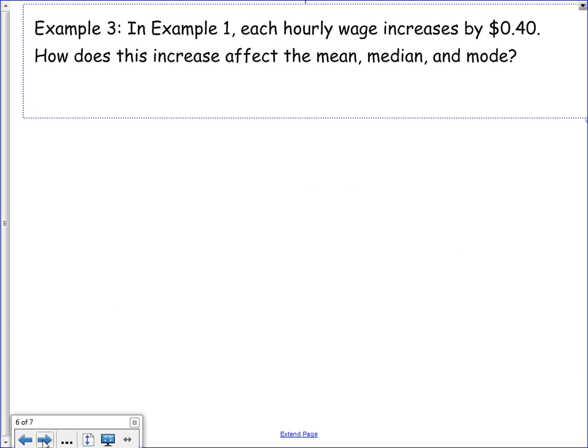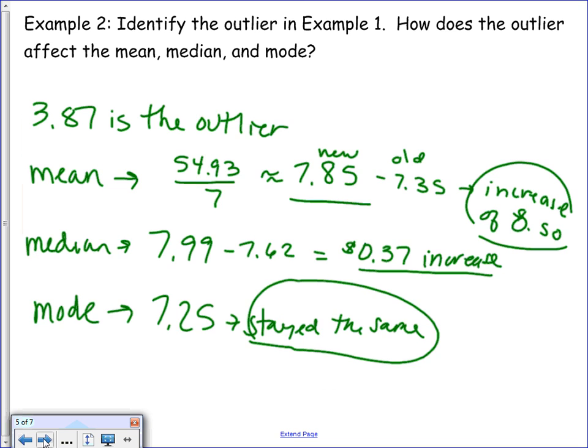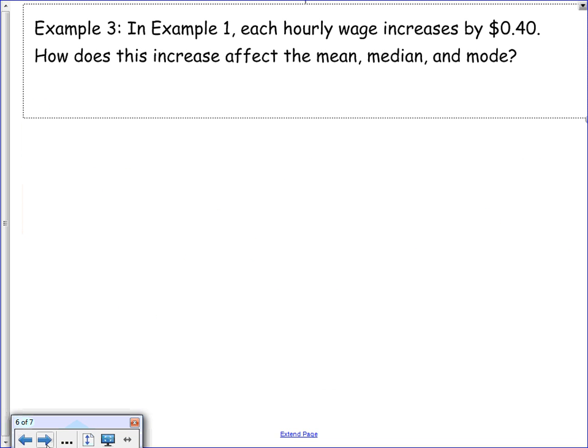Okay? Now, example 3 asks us to look again at example 1, and each hourly wage is going to be increased by 40 cents, and we want to see how this will affect the mean, median, and mode. So now we have to go back, increase all of these original values by 40 cents, okay? Find the new mean, find the new median, find the new mode, okay? So the first thing we'll want to do is make a new table of all the values, okay?